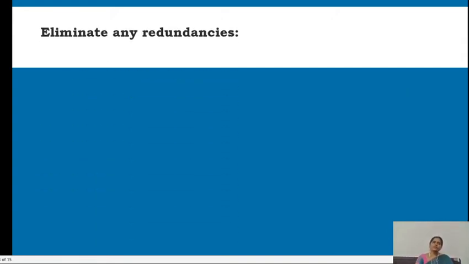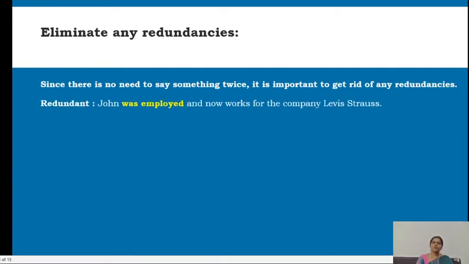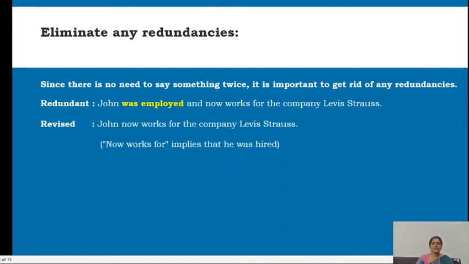So eliminate any redundancies. For example, since there is no need to say anything twice, it is important to get rid of any redundancies. If something is repeated in a sentence, there is no need for that repetitive word or phrase, because one other word is already trying to convey the same thing. For example, see here: John was employed and now works for the company Levi Strauss. How do we make this sentence concise by eliminating that redundancy? We'll see here: John now works for the company Levi Strauss.